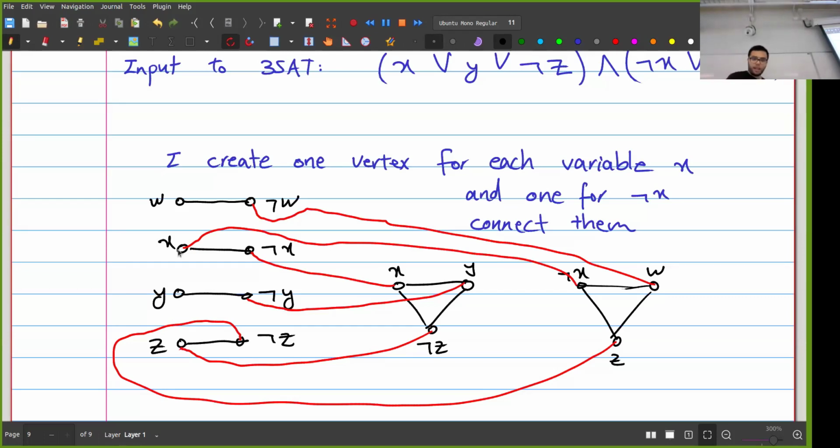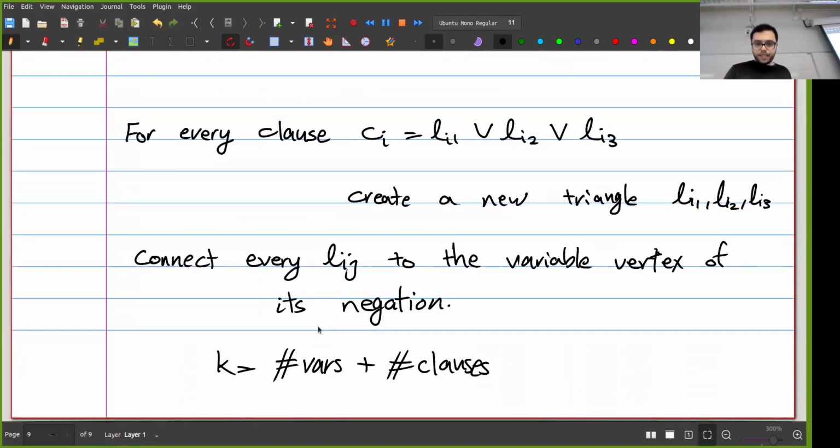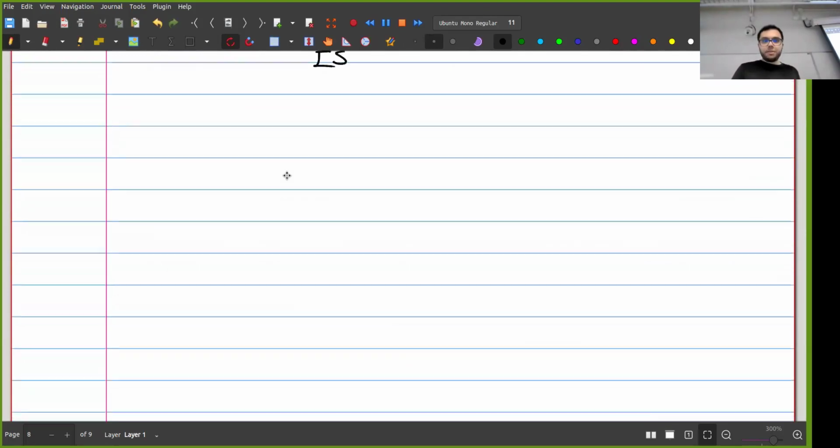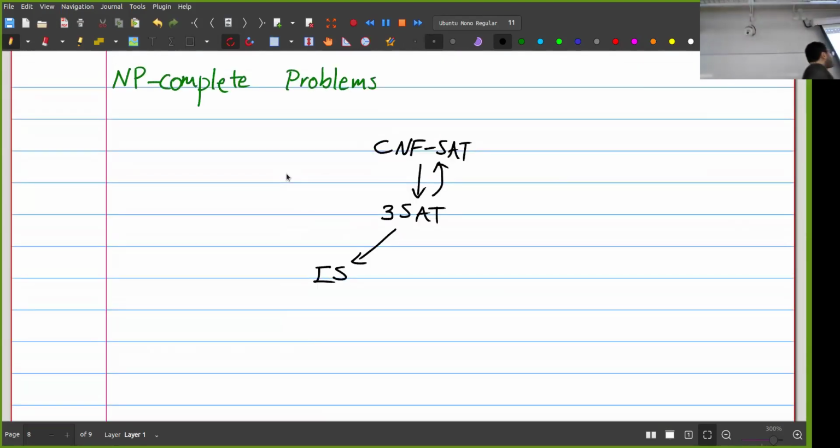So my graph here will have an independent set of size k if and only if the answer to my 3-SAT instance is yes. Now, again, since this was a polynomial time reduction, if someone magically gives you an algorithm or a black box that solves independent set in polynomial time, then you can also solve 3-SAT in polynomial time. Because you just apply this transformation, now you have an independent set instance, you apply the black box algorithm. Nice.